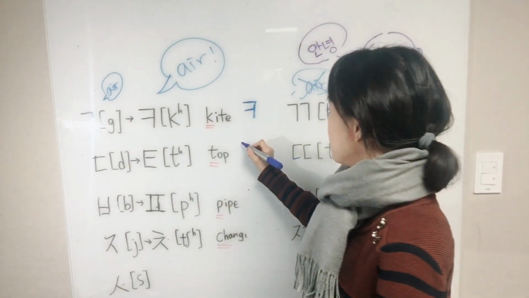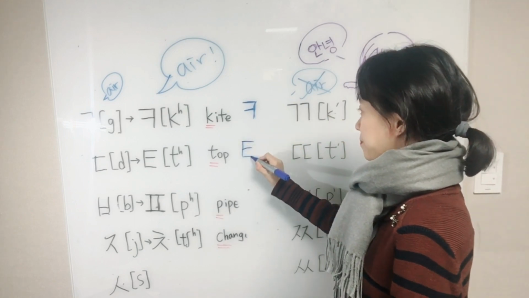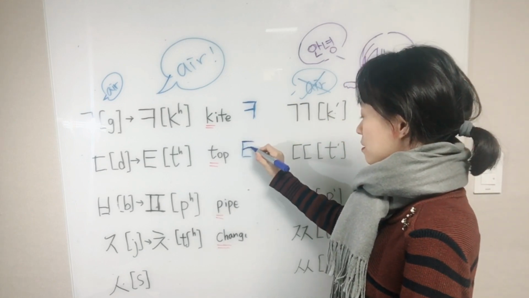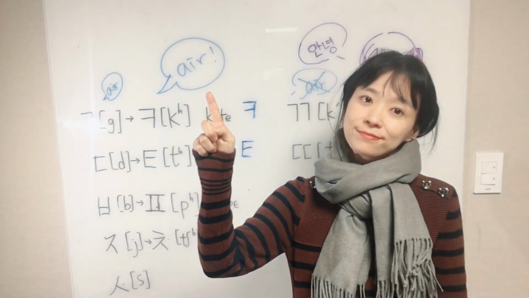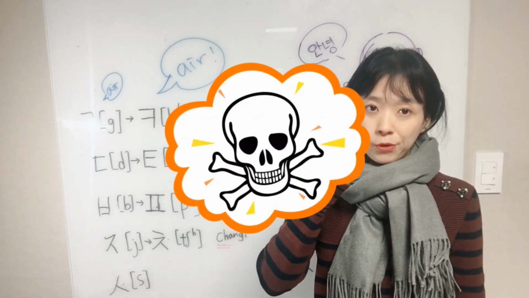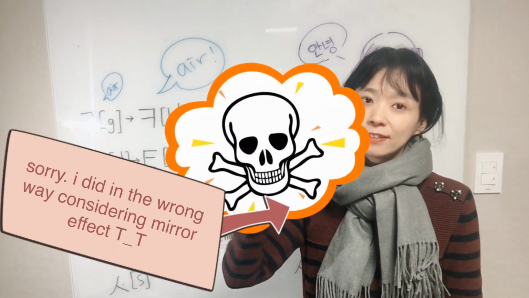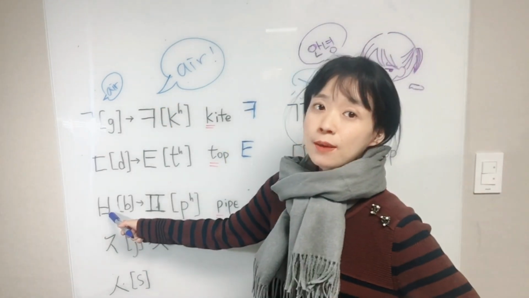So, you write like 1, 2, 3. T. So, point your finger. T. One more. T. Good.